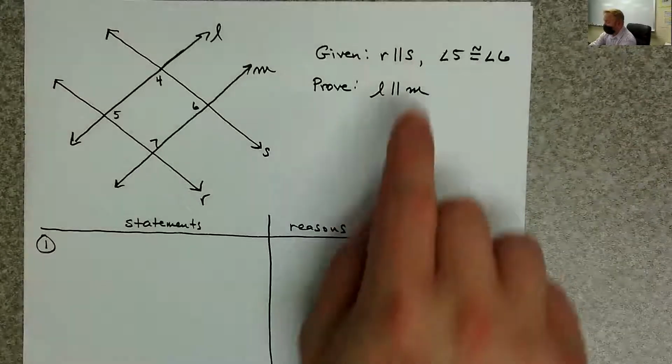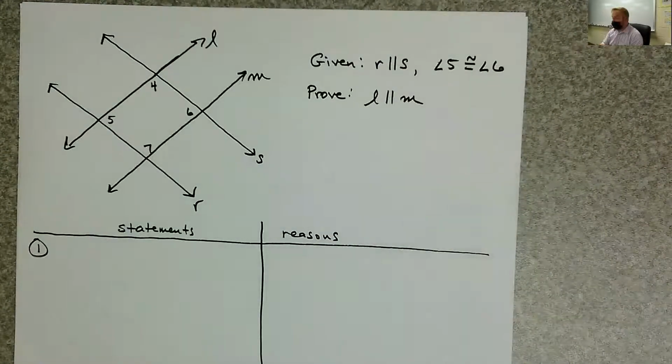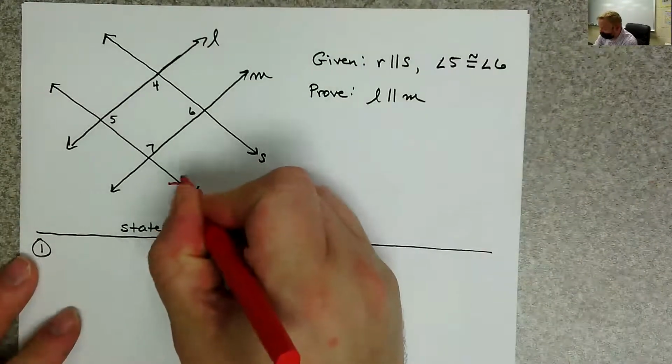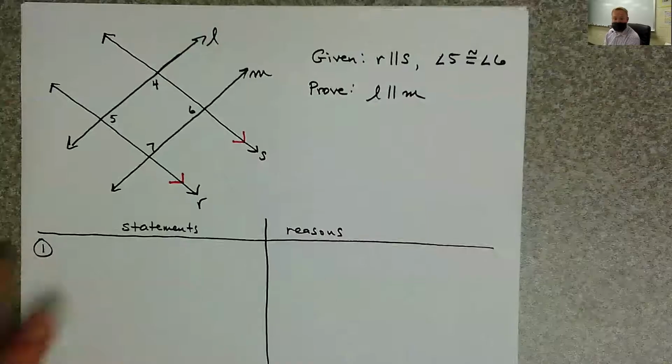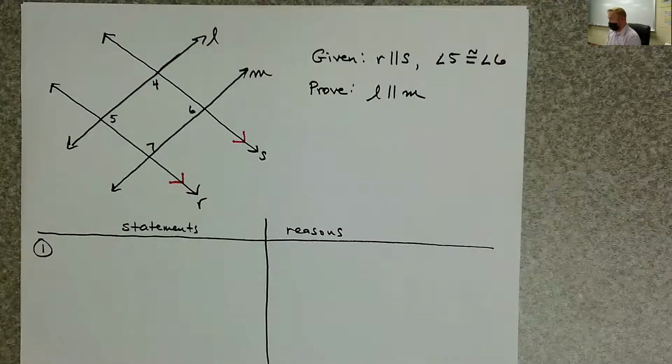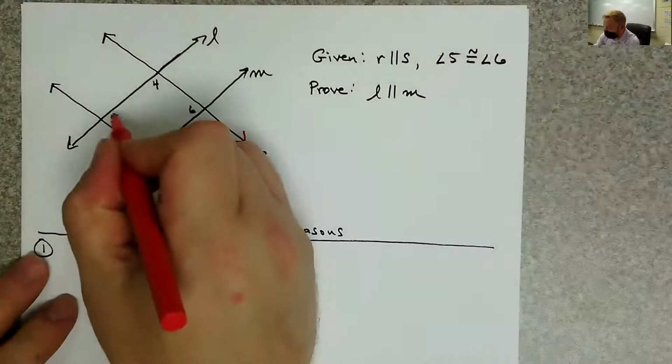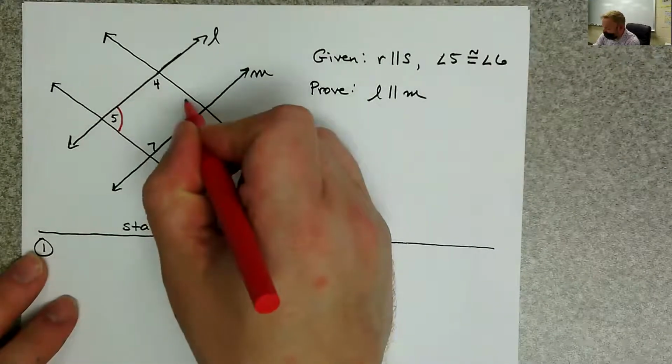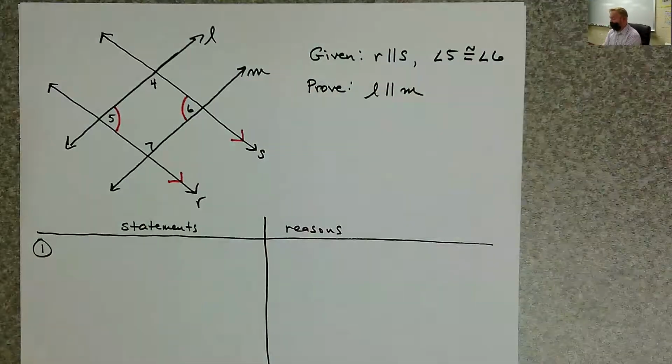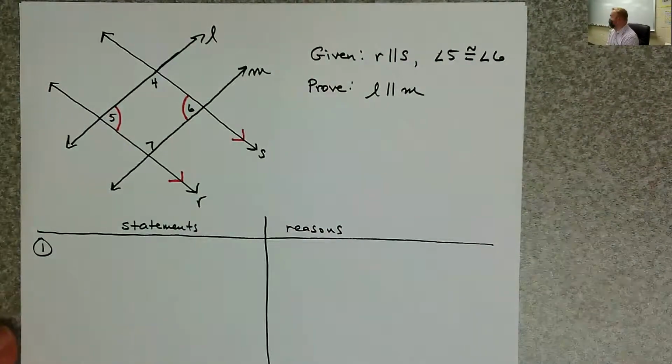The given information is that R and S are parallel. Remember that to show parallel lines, we put those little arrow things like that on them. And angle 5 and angle 6 are congruent. So let's go ahead and mark that on our diagram as well. Our goal here is going to be to prove that L and M are parallel. And we don't know if they are yet. We want to prove that L and M are parallel.